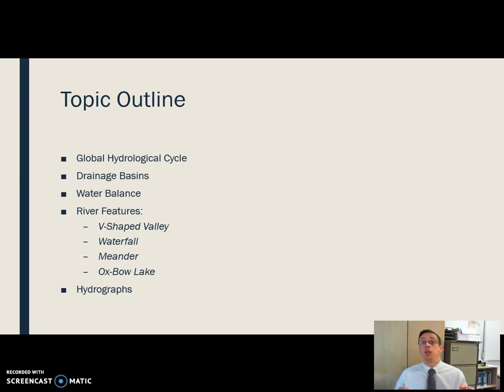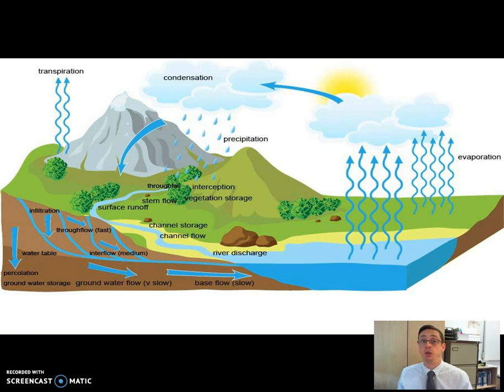Once we've done that, we'll start to look at some river features. We'll be looking at the formation of V-shaped valleys, waterfalls, meanders and oxbow lakes, and we'll also then look at hydrographs and their interpretation. Now, let's just get started today, and let's start by looking at the global hydrological cycle.